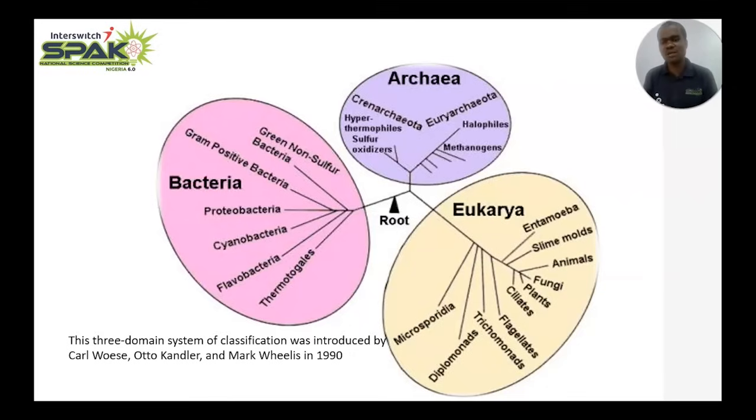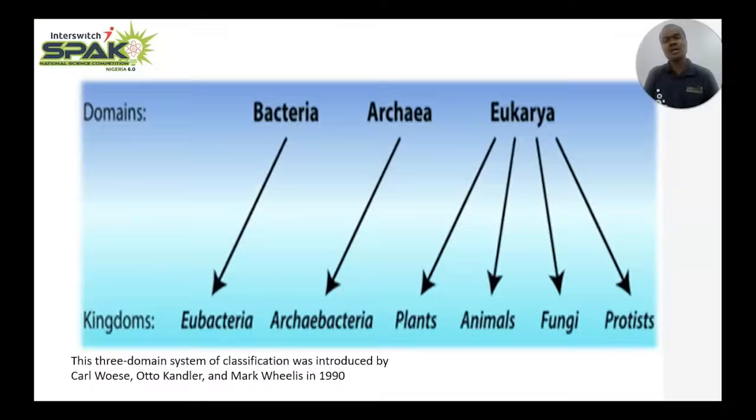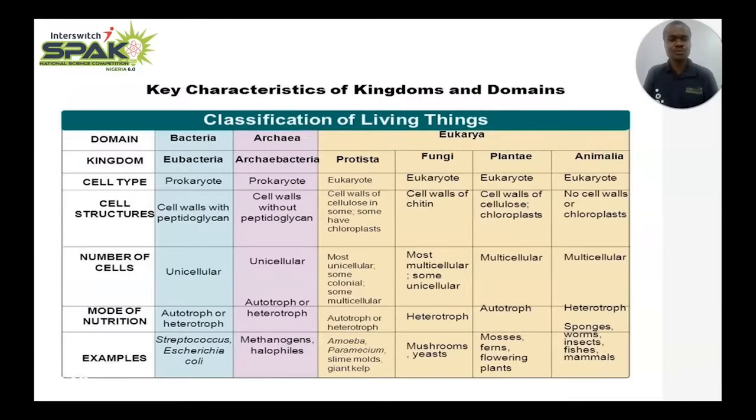Of course, we have so many examples of them that are put in this sketch. We have Entamoeba, slime mold, different animals, flagellates, trichomonads, diplomonads, microsporidia. These are all examples of individuals in the domain Eukarya. Now, these are more explanation of the groups. We have bacteria, the kingdom Eubacteria, kingdom Archaebacteria, kingdom Plantae, kingdom Animalia, kingdom Fungi, and kingdom Protista.